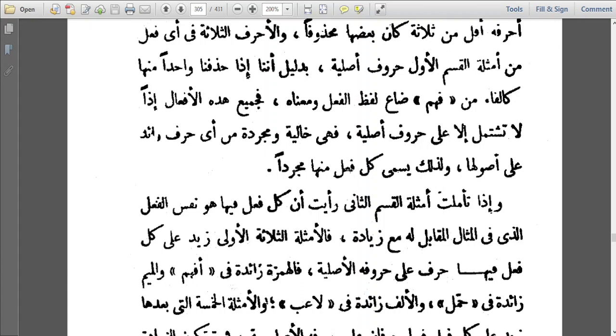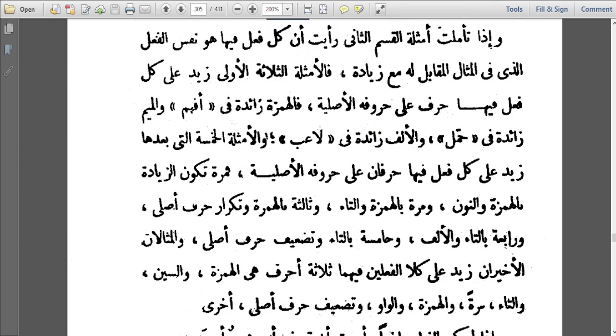So ولذلك يسمى كل فعل منها مجردا. And so every verb in the first category is called فعل مجرد. So even from here you can tell that الفعل المجرد هو الذي يكون كل حروفه أصلية. Okay, from here you can just create your own definition.